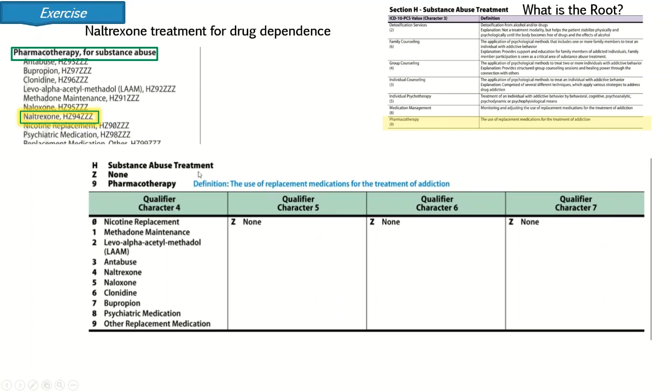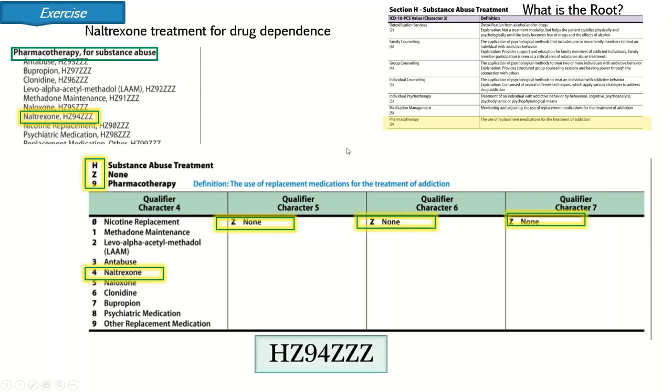Let's go find that corresponding table. HZ9 is substance abuse treatment, none, pharmacotherapy, and the definition is the use of replacement medications for the treatment of addiction. All right, coders, let's find our fourth character, the character documented in the index. Fourth character will be 4. Boom, it is correct. Now for naltrexone, your fifth character Z, sixth Z, seventh Z, and your code is HZ94ZZZ.